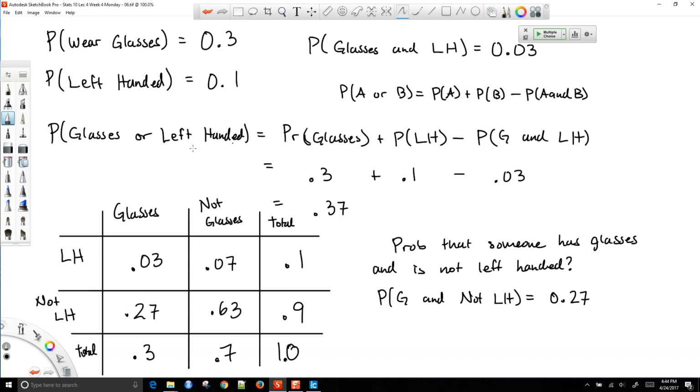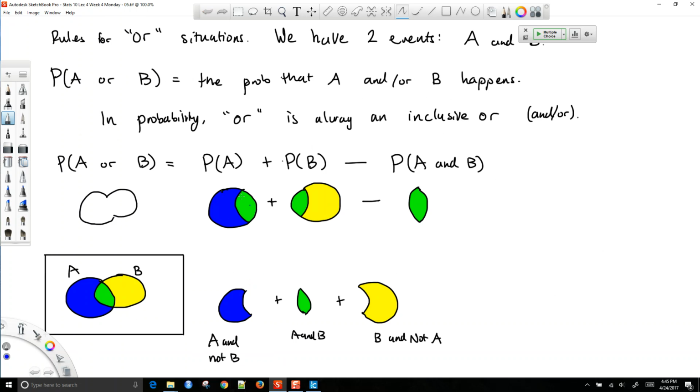Another way. Let me go back to this question. Probability of glasses or left-handed. Again, we can also answer it by picking these pieces. There are three things that qualify as glasses or left-handed: glasses and not left-handed, plus glasses and left-handed, and not glasses and left-handed. These three pieces, if I add them together, I will also get 0.37. So if we flip back to this, one way was to do 0.3 plus 0.1 minus 0.03. That was the way we calculated.